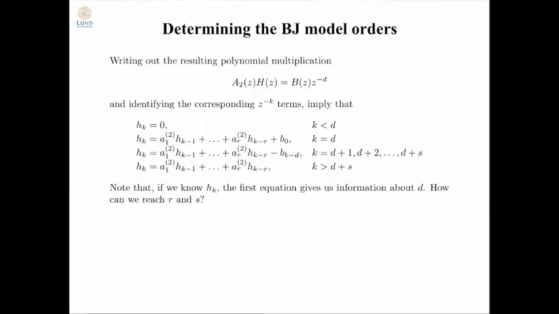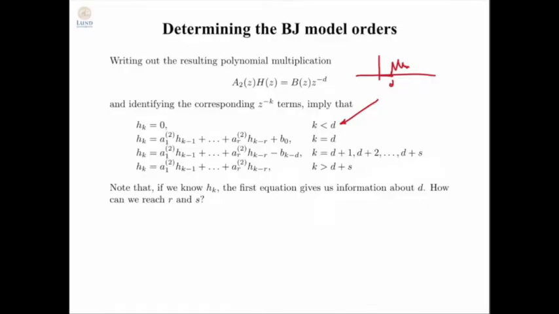If we look at that, we will see that if I multiply it out, the first thing that springs out is that the hk coefficient should be 0 for all k's less than d. That is, if I look at the impulse response, I should see something that is 0 up to point d, and then there would be something which is then the impulse response. So that means I can use this to determine d by just looking at the impulse response.